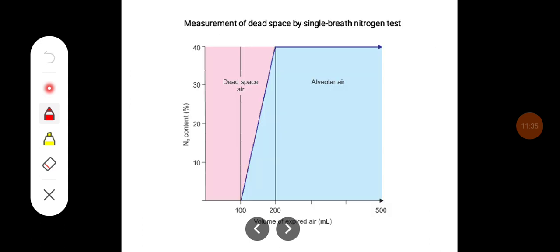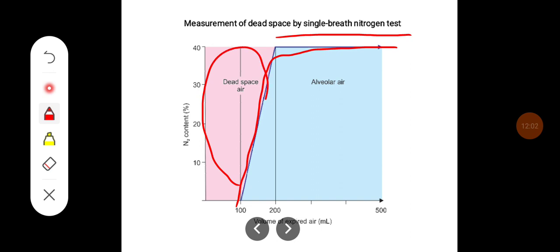Okay, so this is how you measure dead space by the single breath nitrogen test. This is the amount of nitrogen which is expired. The concentration of nitrogen which is expired gradually increases and then it plateaus. Okay, and this area of the planimetry, which consists of no nitrogen, is dead space.